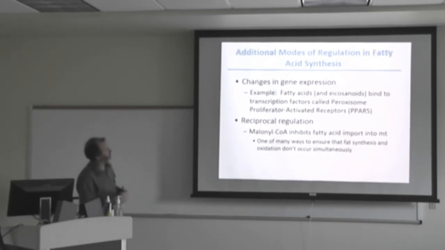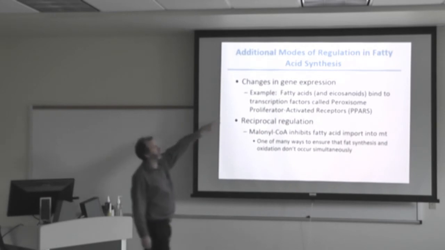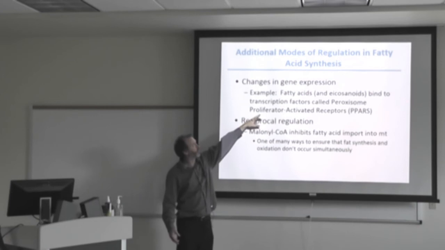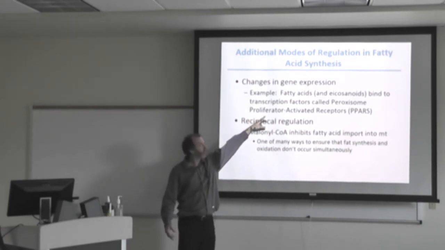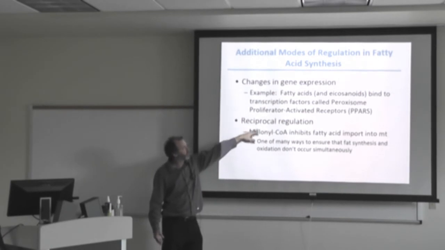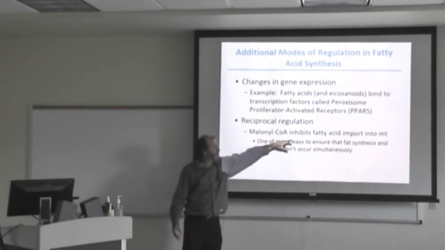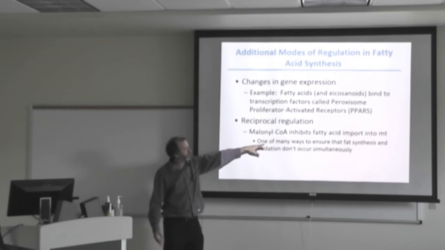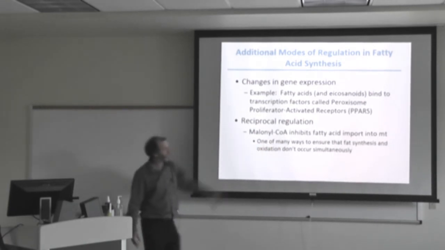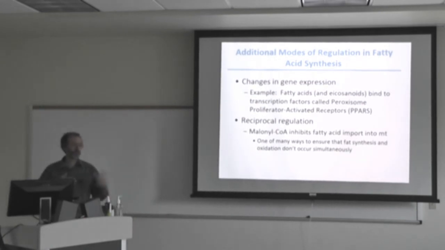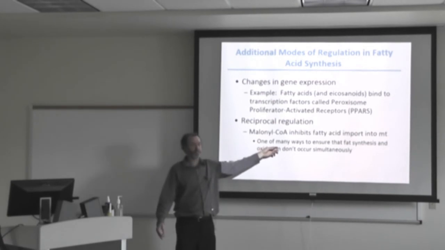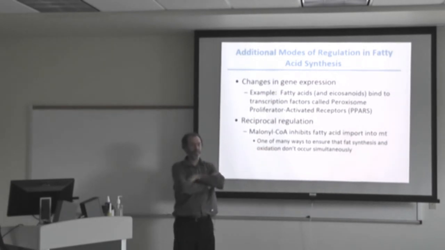Changes in gene expression. So the fatty acids and eicosanoids bind transcription factors called peroxisome proliferator activated receptors, PPARs, and reciprocal regulation. Malonyl-CoA inhibits fatty acid import into the mitochondria. One of many ways to ensure that fat synthesis and oxidation don't occur simultaneously. If they were occurring simultaneously, what kind of cycle would that be called?